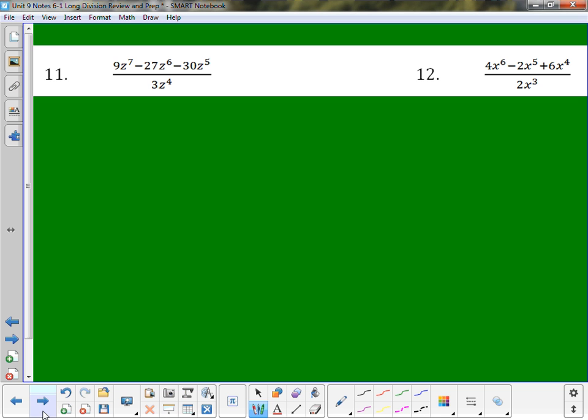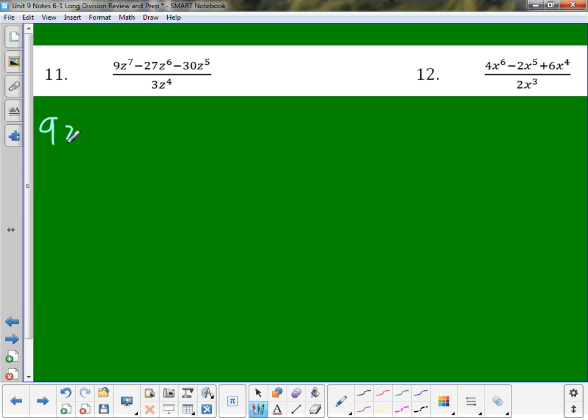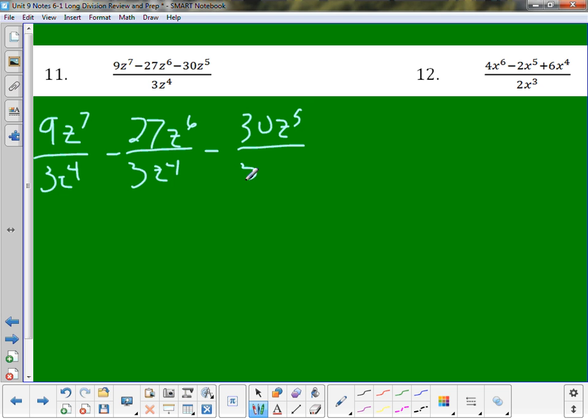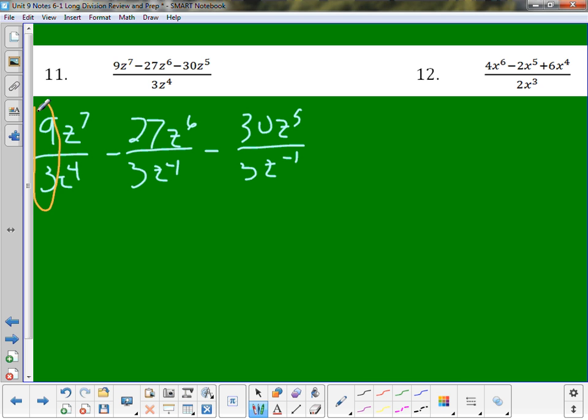Let's take a look at the last two. So again, we want to split those up into 3 fractions. So we have 9z to the 7th over 3z to the 4th minus 27z to the 6th divided by 3z to the 4th minus 30z to the 5th divided by 3z to the 4th. So let's go ahead and reduce that. So we can reduce the fraction 9 over 3 to 3, and then I have 7 z's divided by 4 z's.